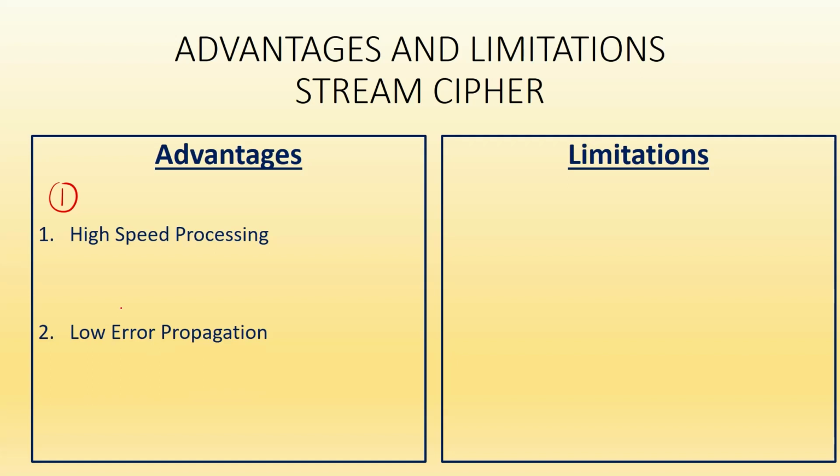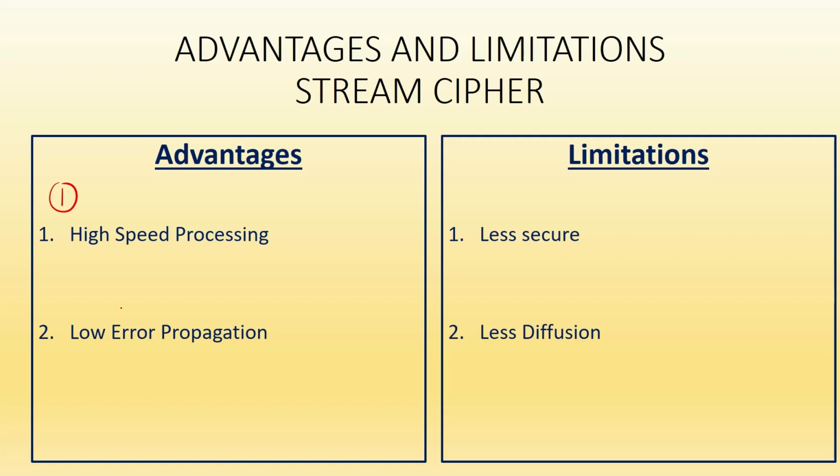Now let us see the limitations of stream cipher. Since stream ciphers are based on XOR operation between the plain text and the key, and basically process bit by bit, the bit value could either be 0 or 1. So it becomes very easy for an attacker to predict the key, and hence it has a limitation of less security. The second limitation is less diffusion.